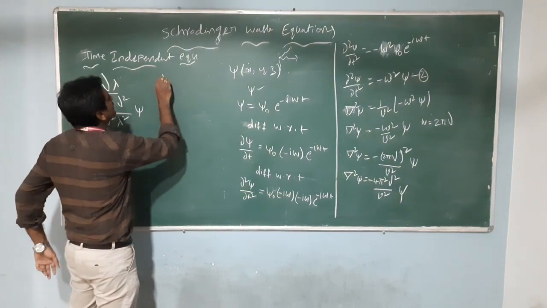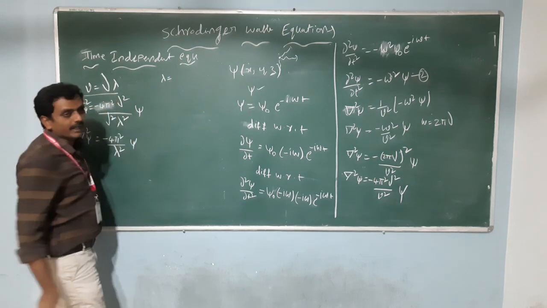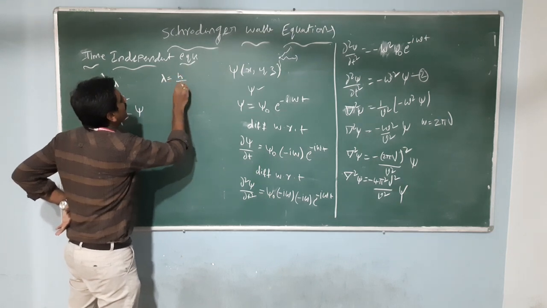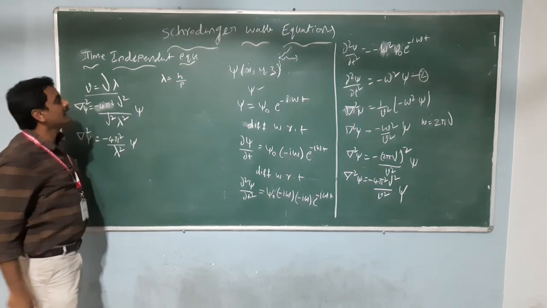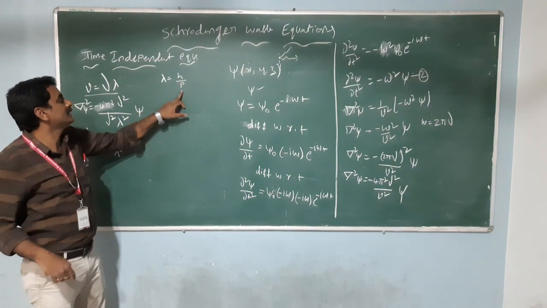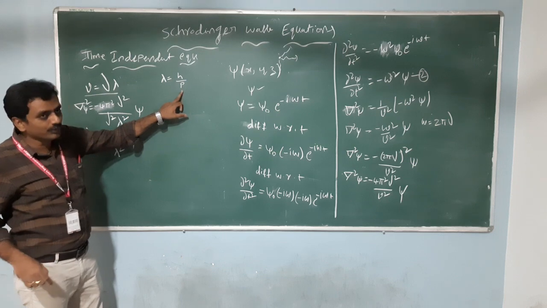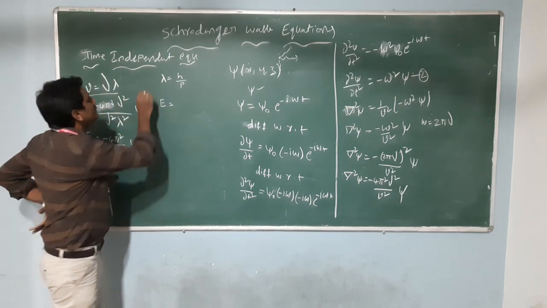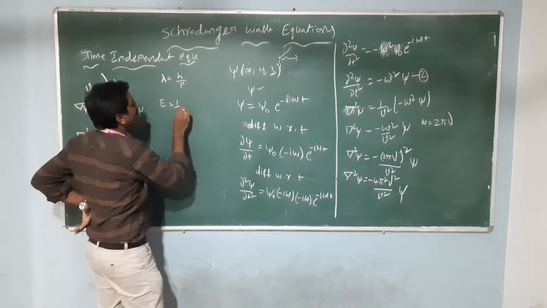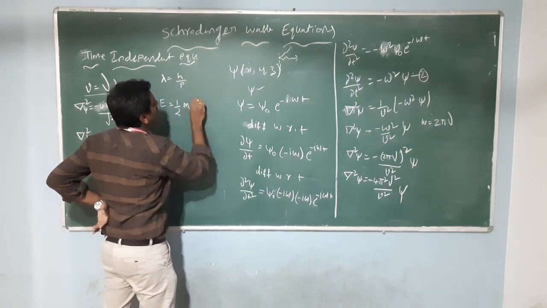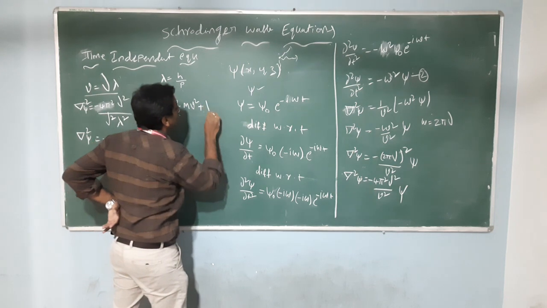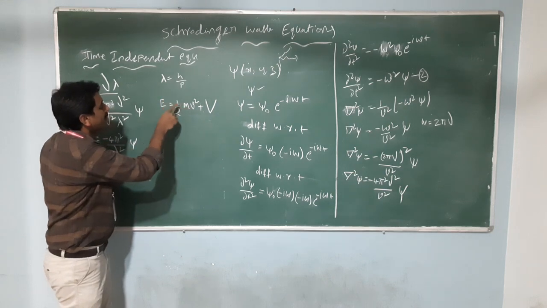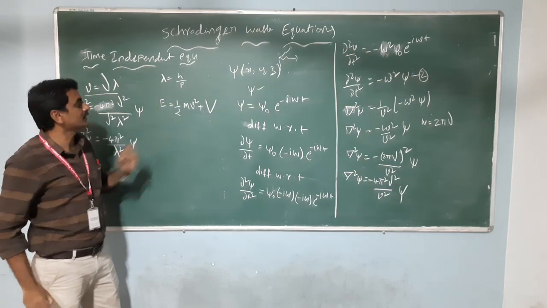For that, we know that according to the Schrodinger wave equation, lambda is equal to h by p. So according to the de Broglie wavelength, lambda is equal to h by p, where p is the momentum, which we can write as m into v. For finding the p value, we take the total energy: E is equal to the kinetic energy, half m v square, plus the potential energy V. Now we have to write this total energy in terms of momentum p.